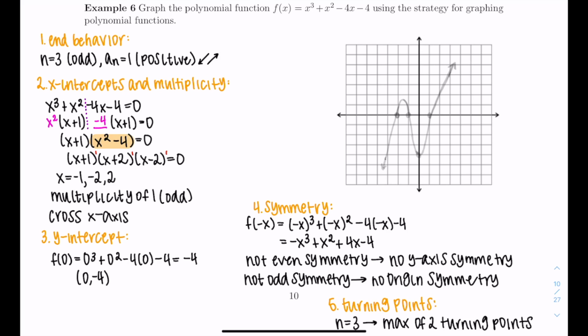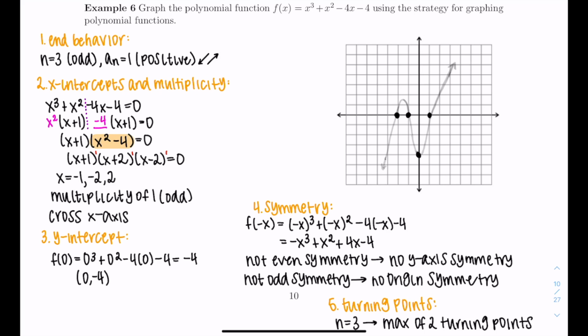So let's put this all together on the graph. So the first thing is, let's go ahead and plot our x-intercepts first. So we had an x-intercept at -1. We had one at -2. And we have one at +2. We also have a y-intercept at 0, -4. Let's go ahead and plot that too.